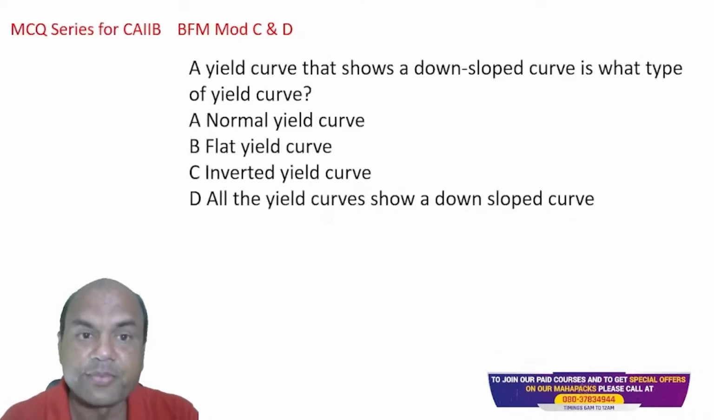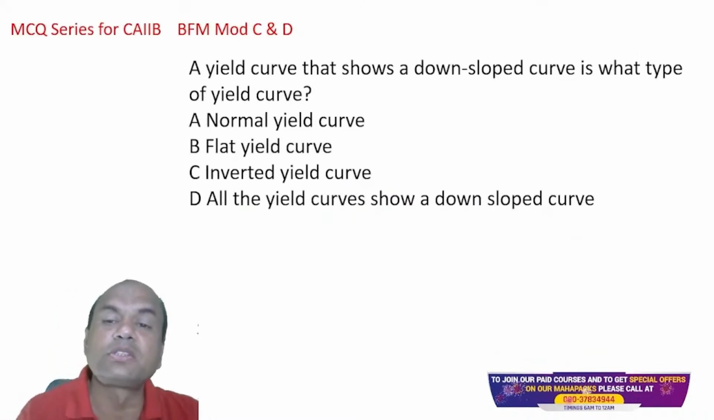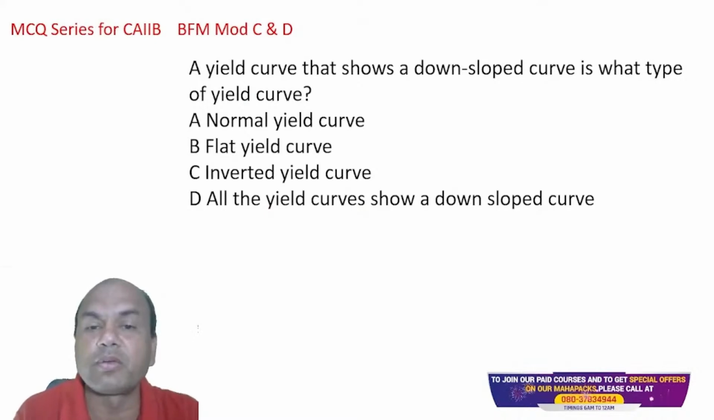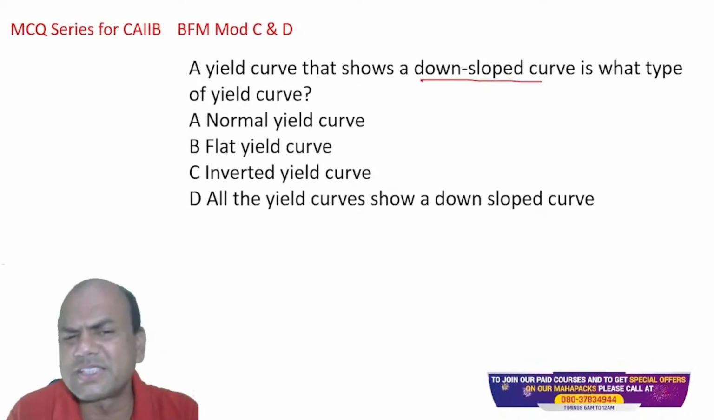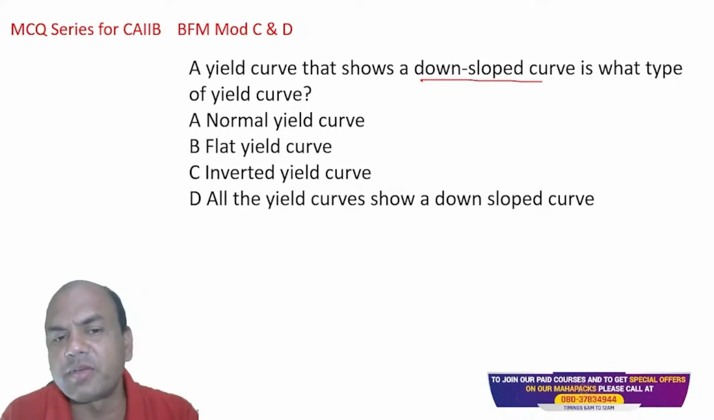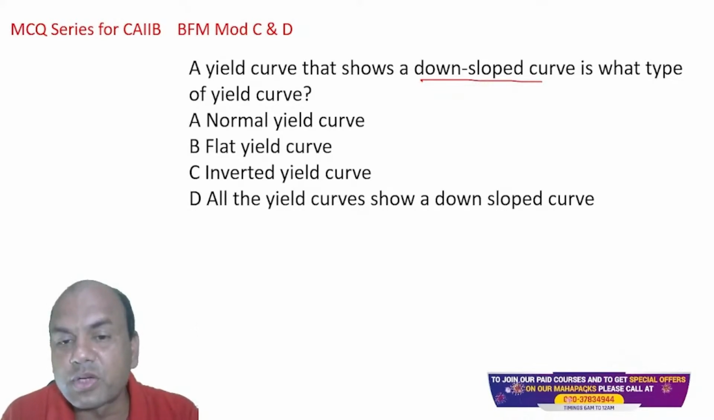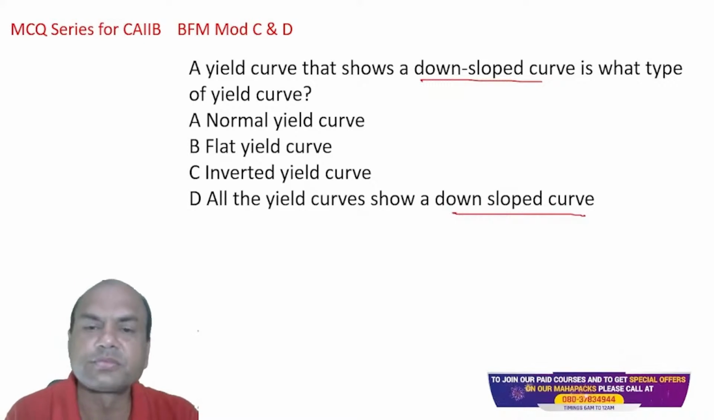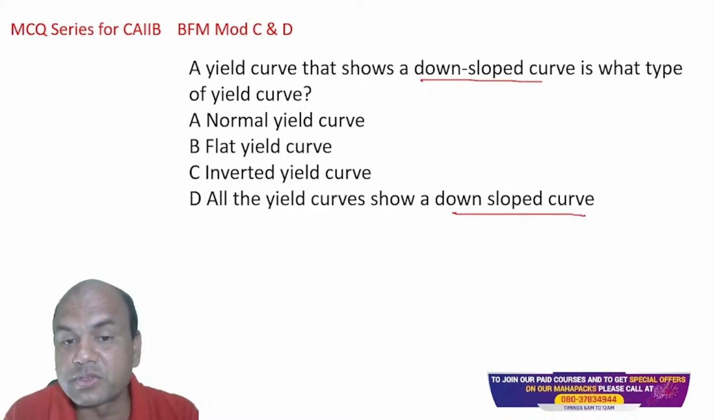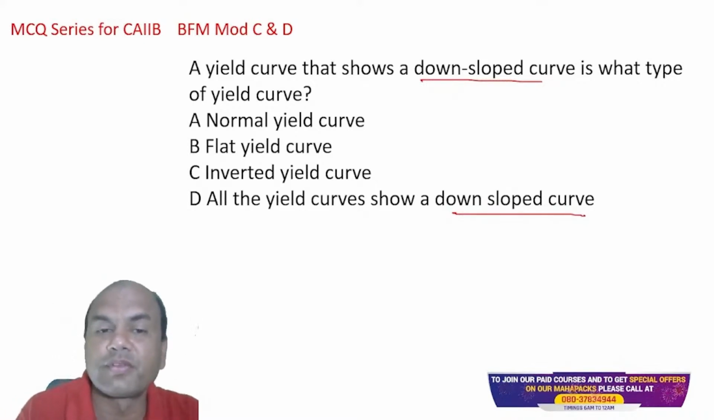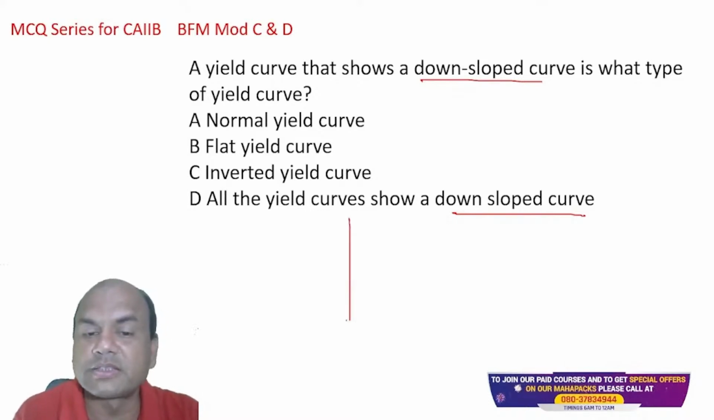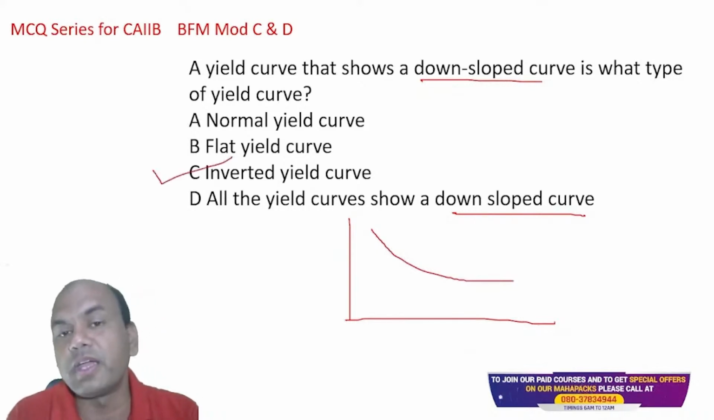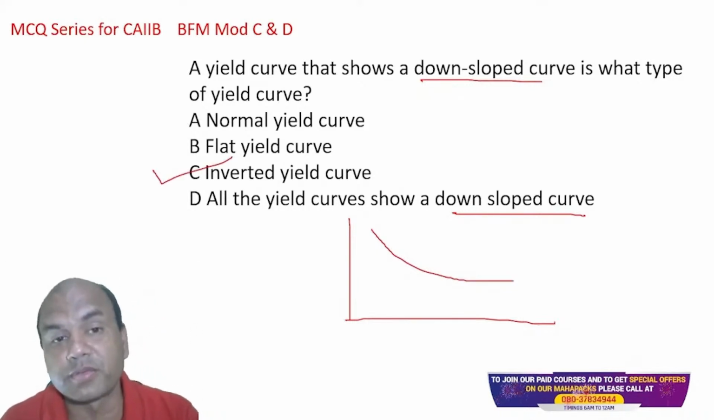A yield curve that shows downsloped curve is what type of curve? Downsloped. Now this is easy, huh? Normal yield curve, flat yield curve, inverted, all yield curves show down sloped curve. What do you think? The answer is inverted. An inverted yield curve will show a down sloped curve.